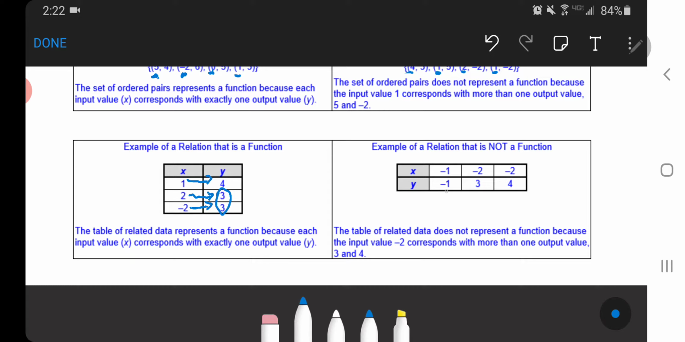Here we can see the ordered pairs (-1, -1), (-2, 3), and (-2, 4) if we write these as ordered pairs. Well, we got an issue here. -2 goes with 3, but they're also saying -2 goes with 4. Once again, we cannot have a domain member, or x value, go to two different y values. In this case, it goes to 3 and 4. Therefore, this is not a function. It is a relation, but not a function.